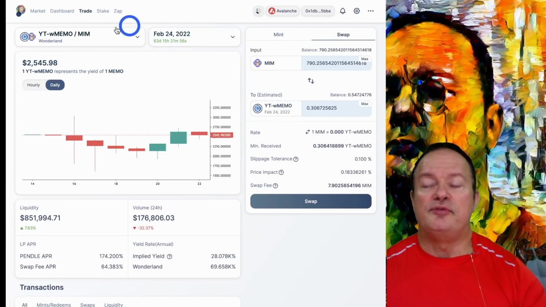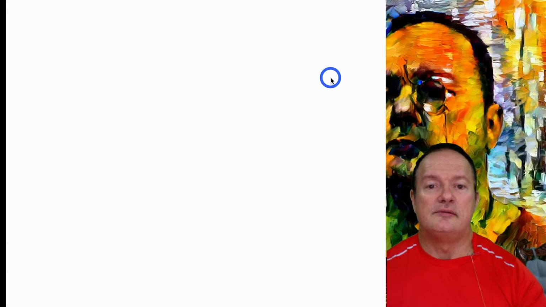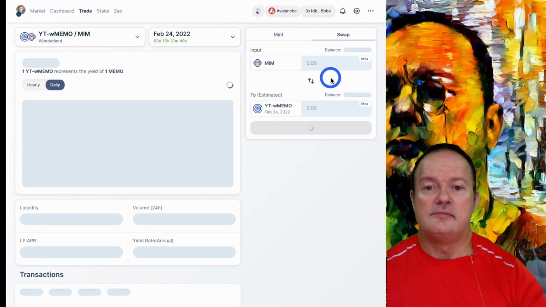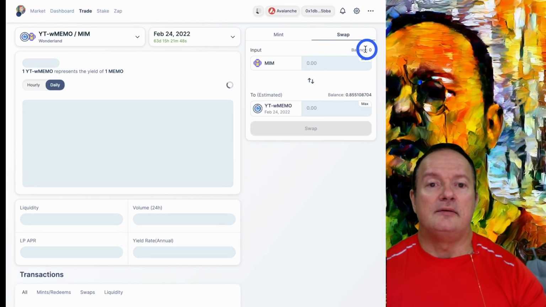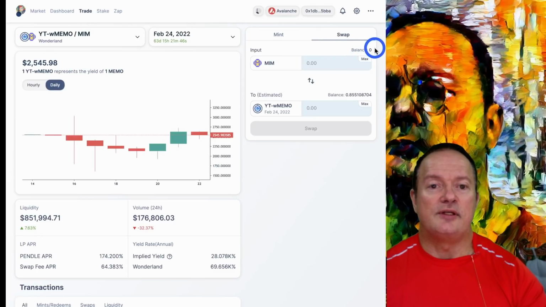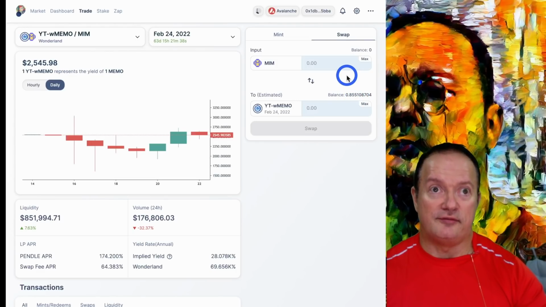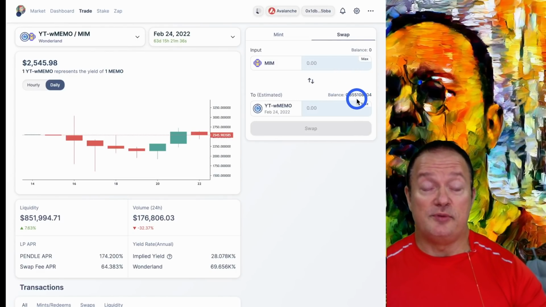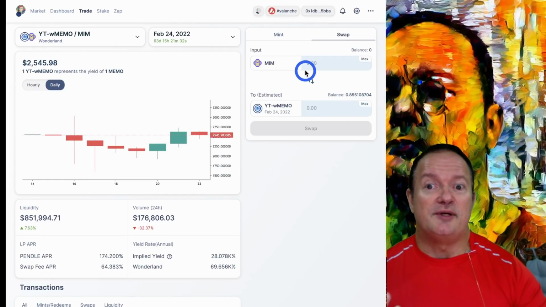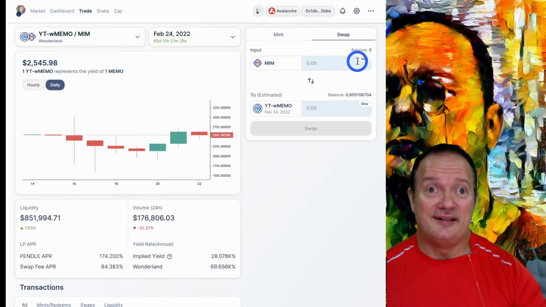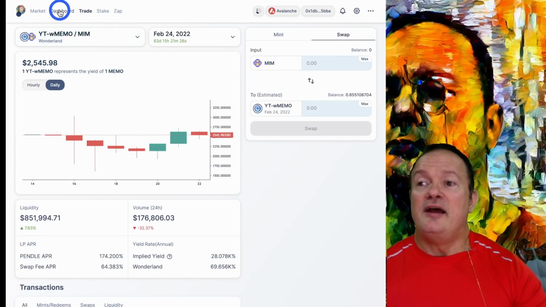Let me refresh the screen. I want to make sure everything is good here. Yeah, all right. Finally, it's recognizing that the balance is 0 for my MEMO and that the balance for my YT-wMEMO is 0.855. Perfect. So that's what we wanted, right? Now, I'm just going to show it to you because now I've used all my MEMOs, so I cannot make an LP pair, obviously.